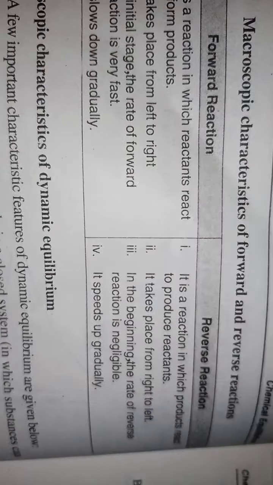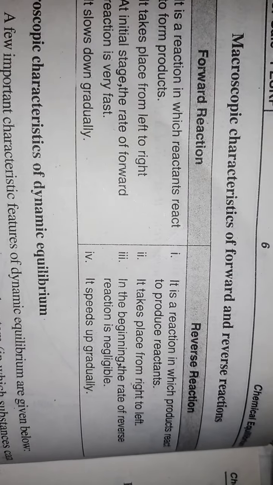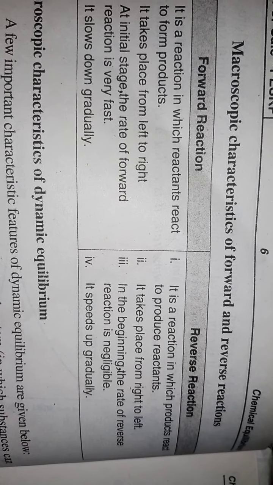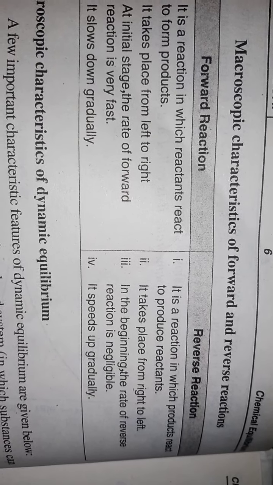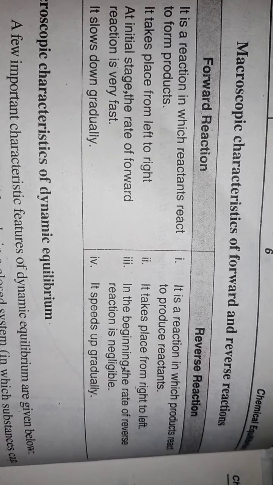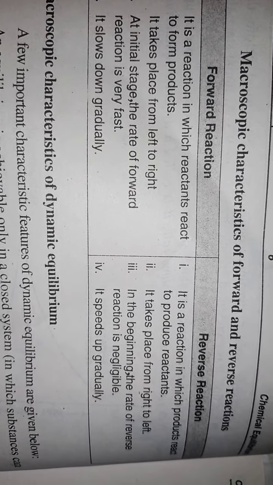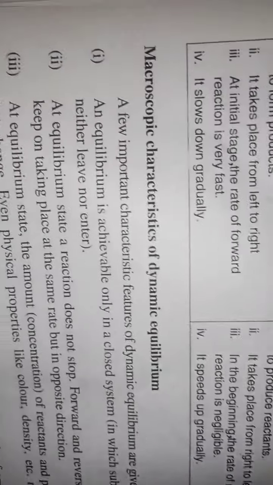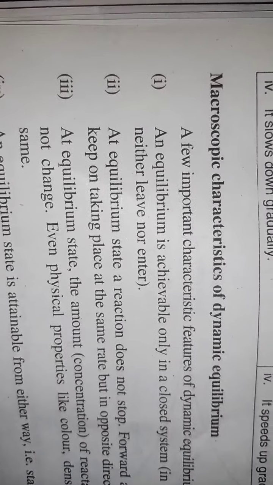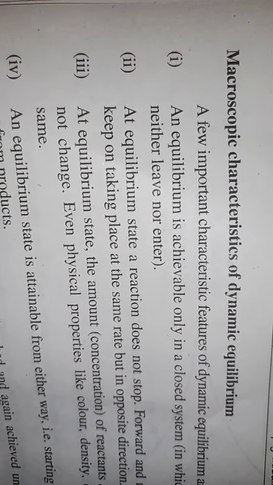It is a reaction in which a product reacts to produce the reactant. It takes place from right to left. In the beginning, the rate of reverse reaction is negligible. It speeds up gradually. Macroscopic characteristics of dynamic equilibrium.